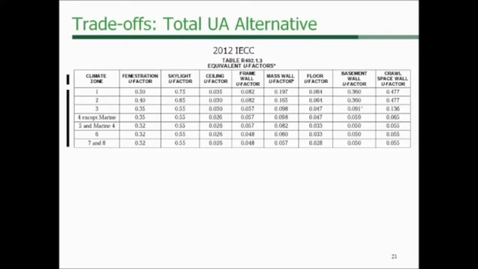But first, let's talk about what trade-off options might be good for us. Okay, so you look at the fenestration U factors, right? They're 0.5, 0.3, right?